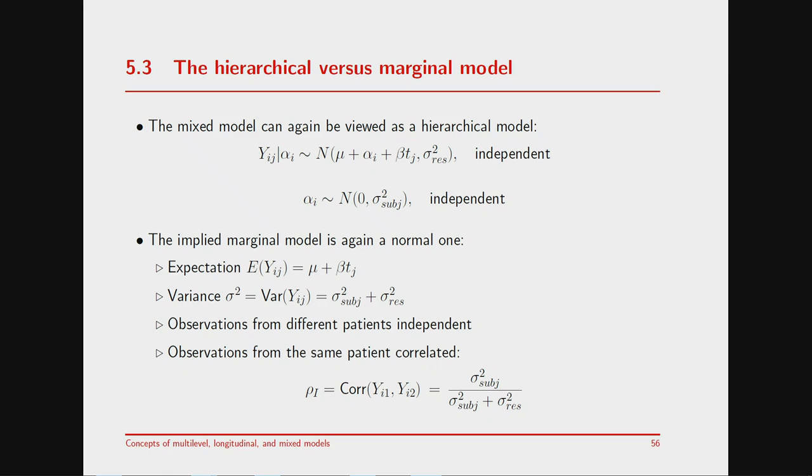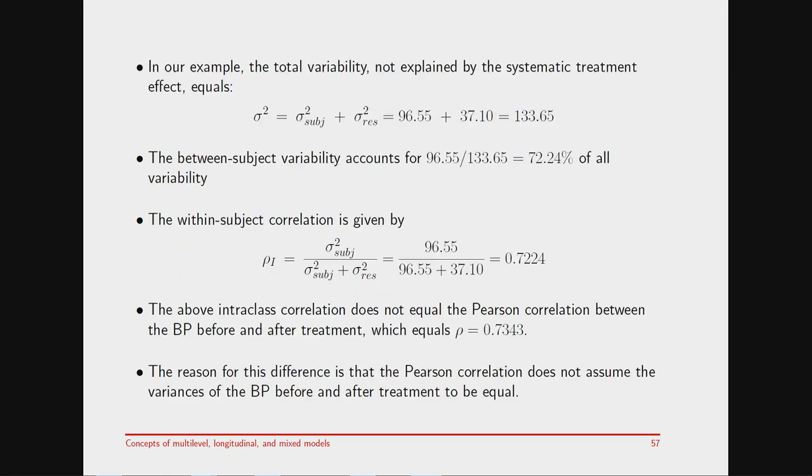It's the same expression again as what we observed before. And then you can do the calculation. So the total variability is 133. The within-subject correlation is 0.72. So a huge correlation, and of course, we're not surprised by that. So it's all the same as with the paired t-test.